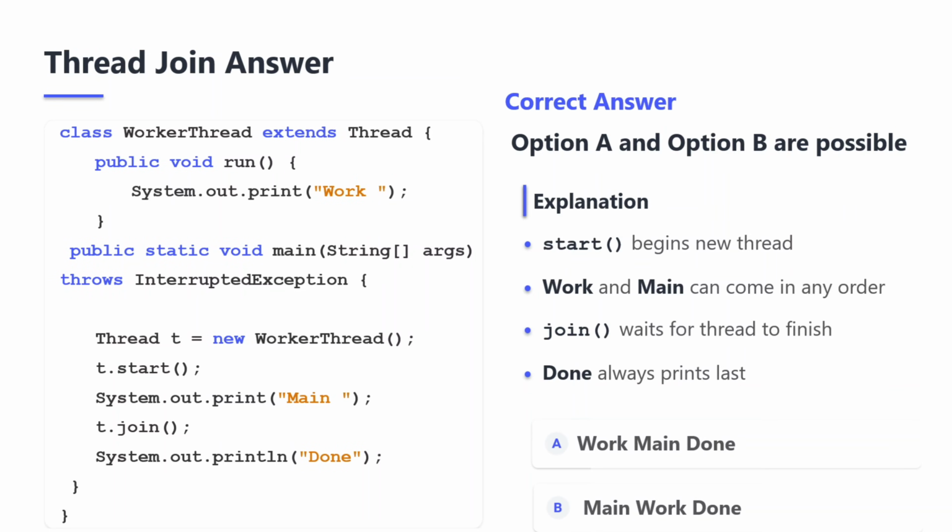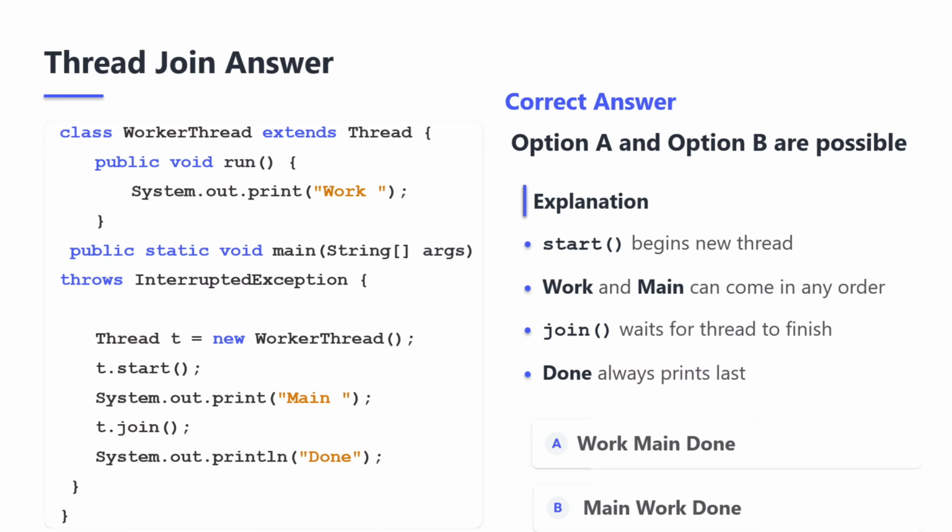Now let's try to analyze the options. Option A says it will print work, main, done. This option is possible because the worker thread runs first and prints work, then the main thread runs and prints main. Then the join method comes into consideration and ensures that the worker finishes the task. And then at last done will be printed. Now let's analyze option B, main, work, done. It is also possible because the main thread will print main first, the worker thread will print work, the join method will wait for the worker, and then done will be printed at last.